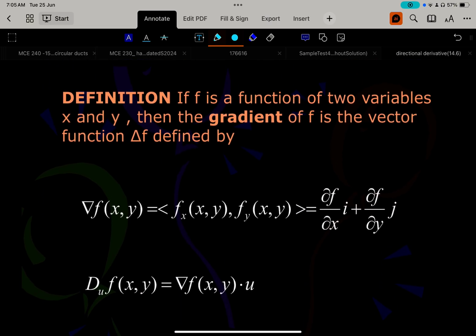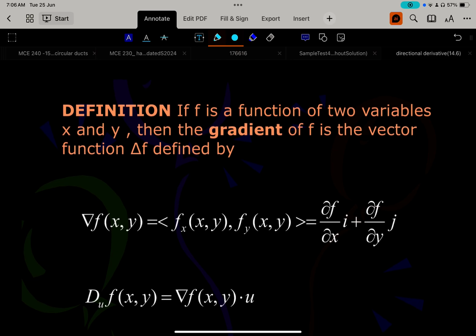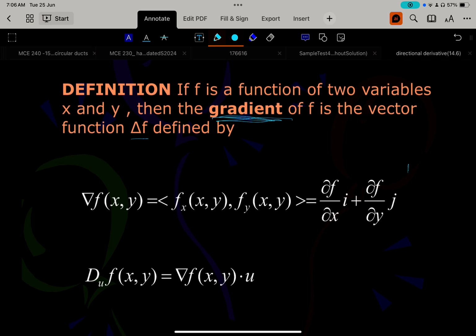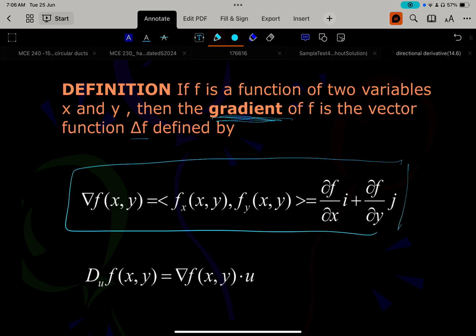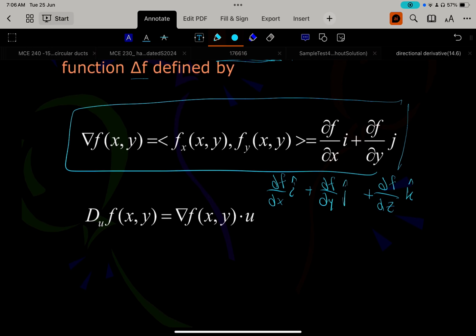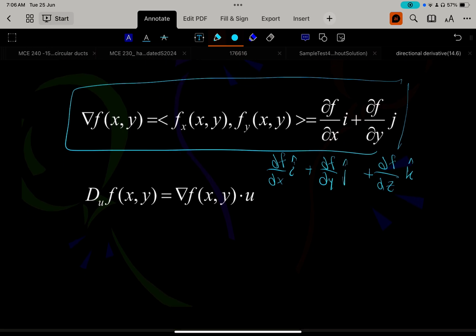Okay, so this is the definition of the gradient. If we have a function of two variables, x and y, then the gradient of f is the vector function. Yes, it's a vector function, denoted by this. You can write it in the vector form or also this form, with i and j. You can add maybe another k, we can add k, and this is what we said.